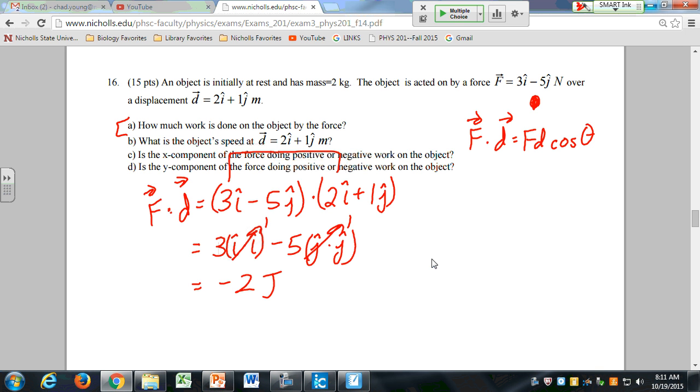Yes, you're right. I'm sorry. 6 minus 5, which is 1 joule.